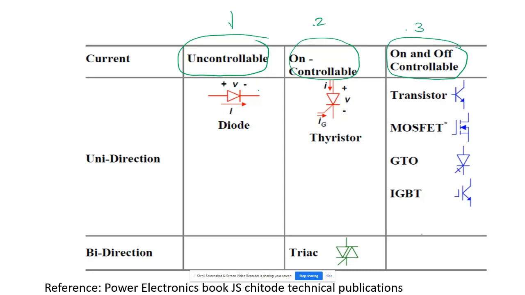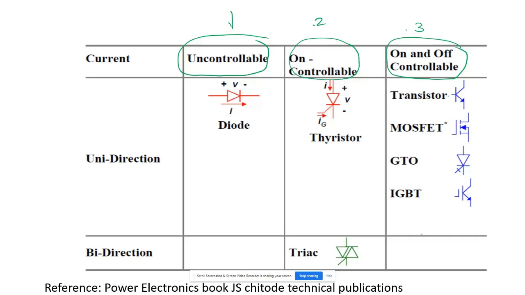So switches in electrical engineering or in power electronics usually are of three categories. Number one, the uncontrollable switch. You cannot control it. Second, partially controllable. Third, fully controllable. Partially controllable means you can make it on, but you cannot make it off. Third, you can make them on and off as per the requirement.